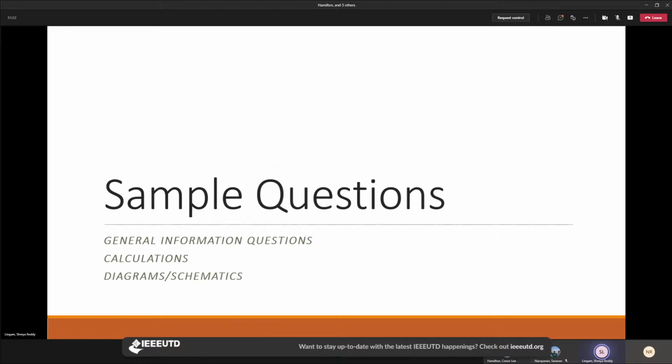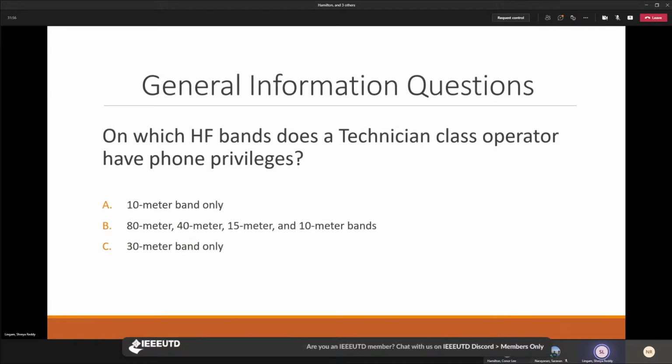So now we're going to go over some different sample questions. So we're going to start off with some general information questions. So the first question is going to be, on which HF bands does the technician class operator have phone privileges? A, the 10 meter band only, B, 80 meter, 40 meter, 15 meter, and 10 meter bands, and C, 30 meter band only. So I'm going to give everyone about 15 seconds to think of an answer.